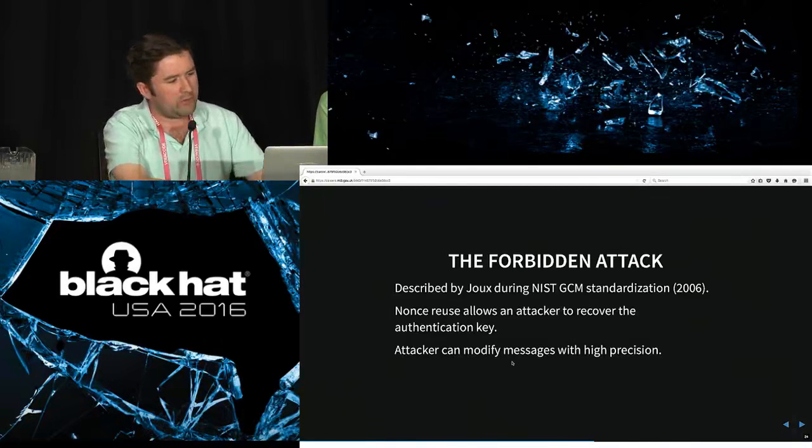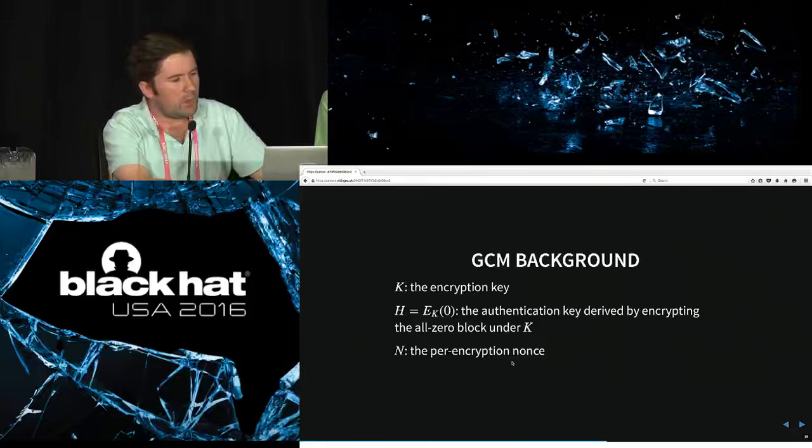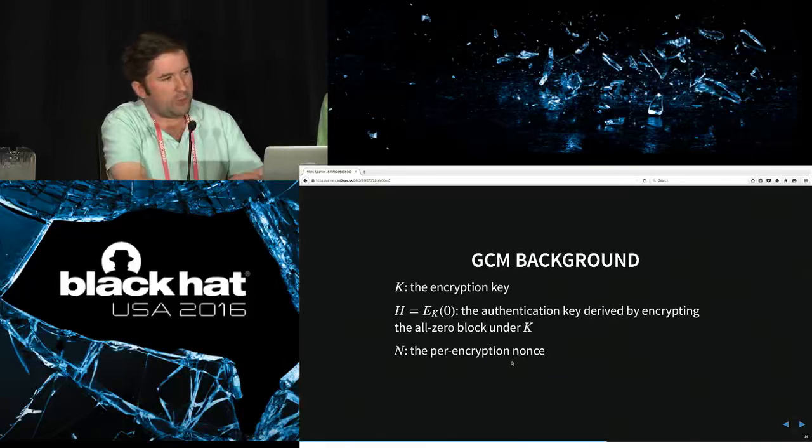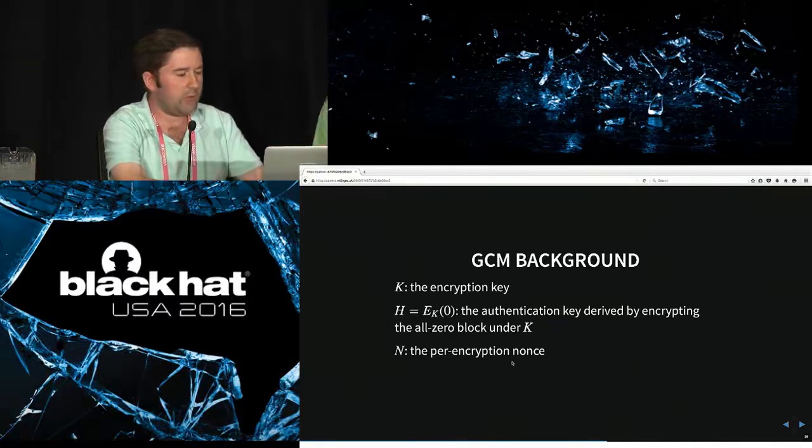So we're going to dig into a little bit of the specifics here. A little bit of background on GCM. As Hannah was saying earlier, GCM is a mode that's basically parametrized by a block cipher. Most people use AES. And the user's input to an instance of GCM is basically going to be K, this encryption key.